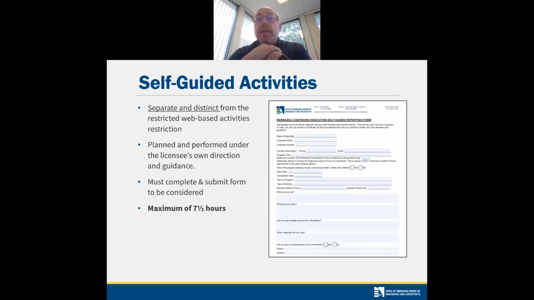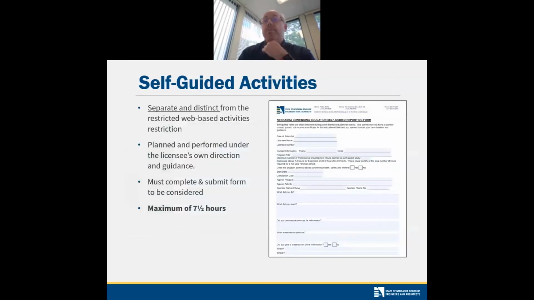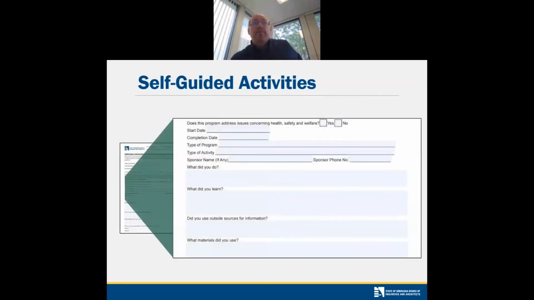So the self-guided activity is if a licensee undertakes learning on their own, not related to their normal job, they can gain, again, up to a quarter of their hours. I know that the screen says 7.5 hours. That's for engineers. Architects can also use this for 6 hours. You do have to complete one of these forms, but this form is designed for activities that are planned and performed under the licensee's own direction and guidance.